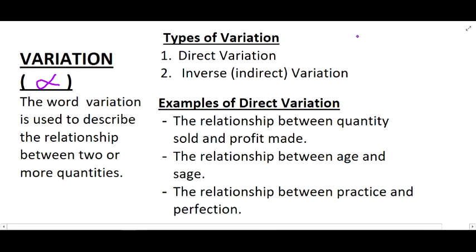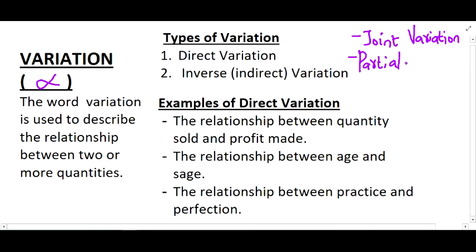We have about 4 types of variation. We have joint variation, and then we also have partial variation. This is the 4th one and this is the 5th one, but in the course of this lesson we'll be dwelling only on this and this. These ones don't actually often show in most of your exams like JAMB and WAEC.